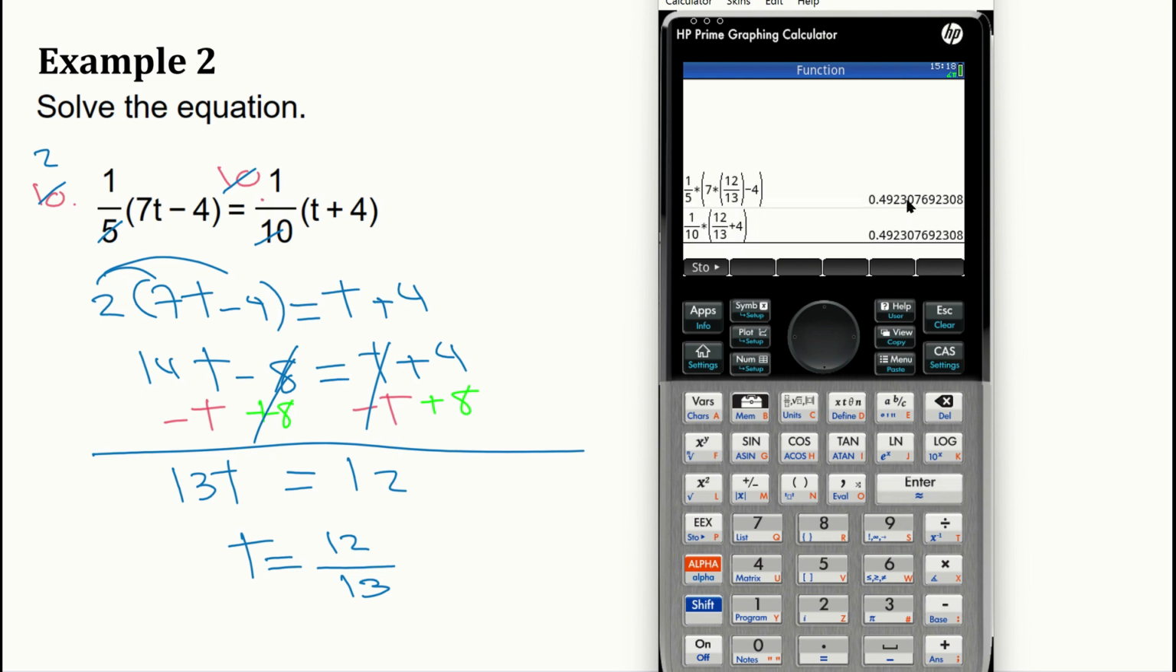Okay, so we just verified that substituting 12 over 13 into the original equation without any cancellations or anything will indeed make the equation true, because I get the same number on the left side that I would on the right side. And there we have checked it using a little bit of technology. All right, that's how we do that.